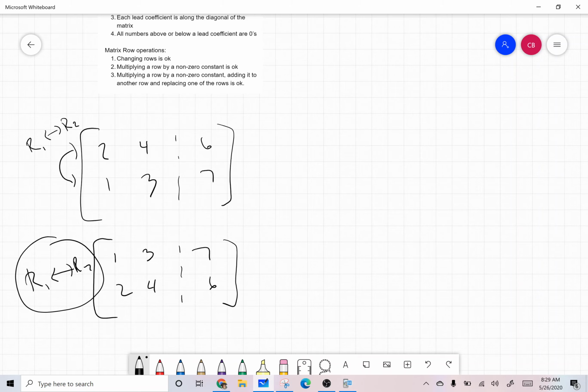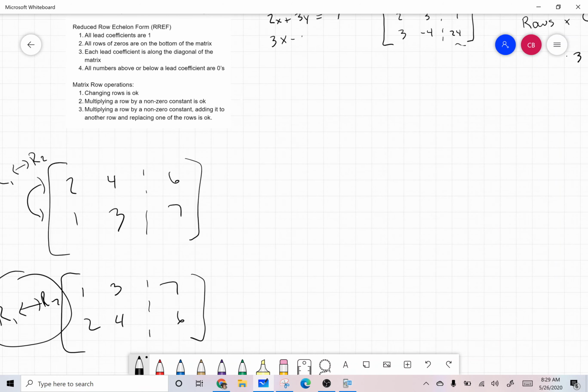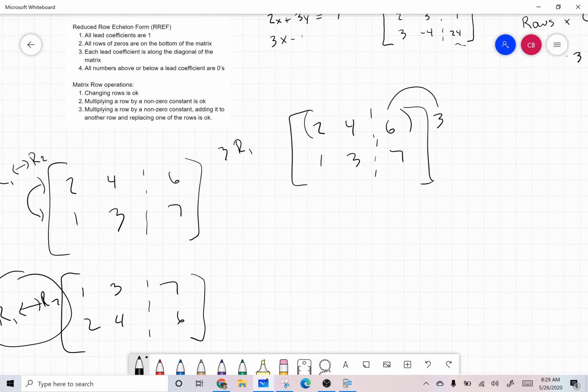Okay, so there's that. Next, you can multiply by a non-zero constant. So let's use the same one. We have 2, 4, 6, and 1, 3, 7. And so what we can do is multiply row 1 by 3, for instance. So we're going to multiply this whole row by 3. And now we have the following: 6, 12, 18, 1, 3, 7. And while multiplying by 3 may not be the best thing to do in this case, you can do it for any number.